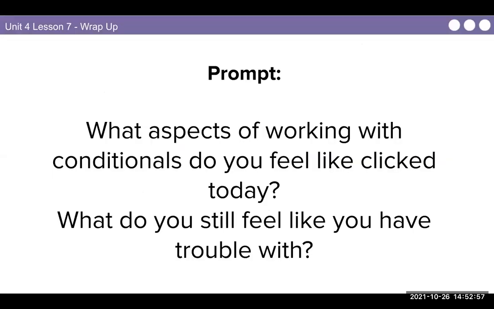All right, what aspects of working with conditionals do you feel like click today? What do you still feel you have trouble with? Make sure to get through all the circles by tomorrow if you can. You'll need this practice to do the make tomorrow.